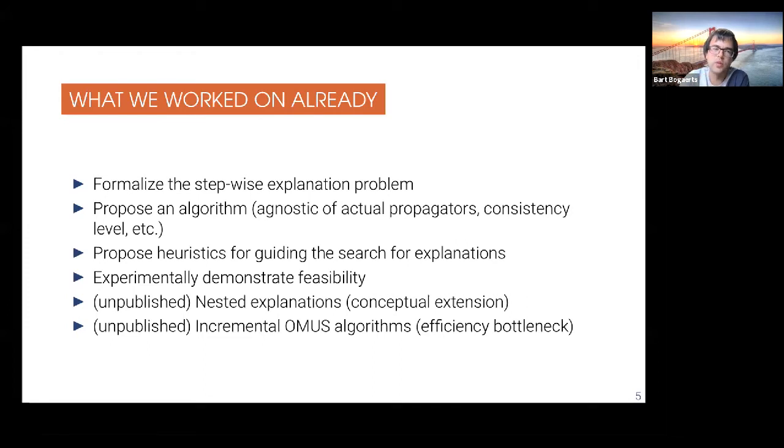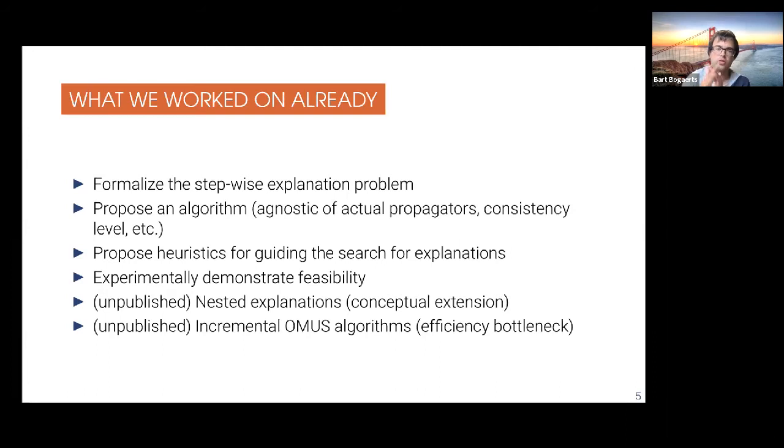And what we then had is an algorithm that solves this stepwise explanation problem by reducing it to finding unsatisfiable cores. We also had some heuristics to search more efficiently for this kind of explanations to help our algorithm.